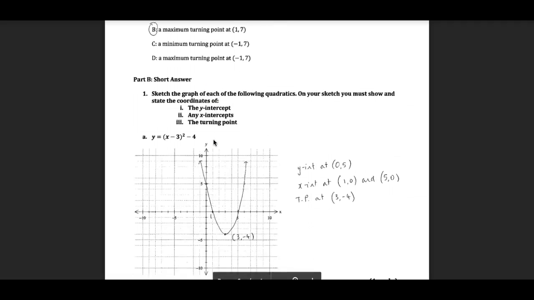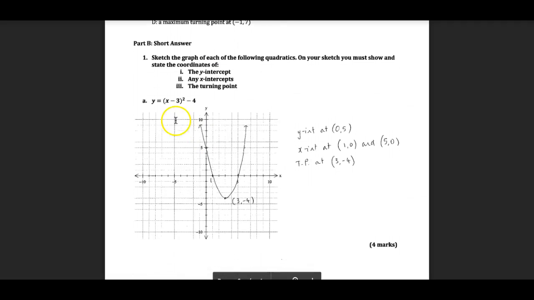All right, let's keep scrolling. For this one, we have to state the y-intercept, the x-intercept, and the turning point. You can graph this on your calculator if you want to, or you can see your turning point is at (3, -4). So I put that dot down first.